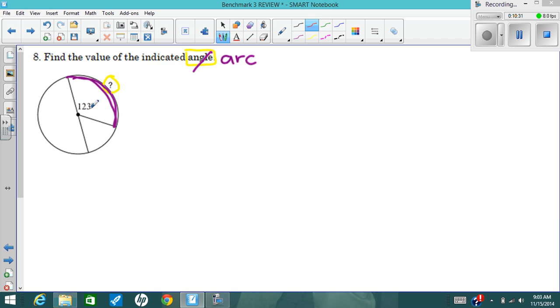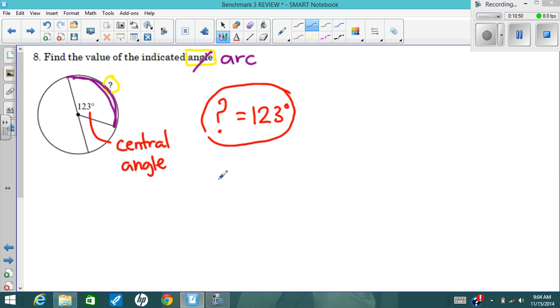This angle that's 123 degrees is a central angle. Central angles are always the same degree measure as the arcs they make. So this purple arc that we called question mark is the same as the angle that makes it. So it's 123 degrees.